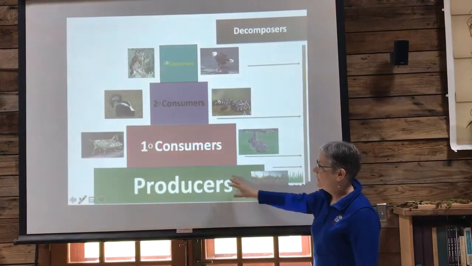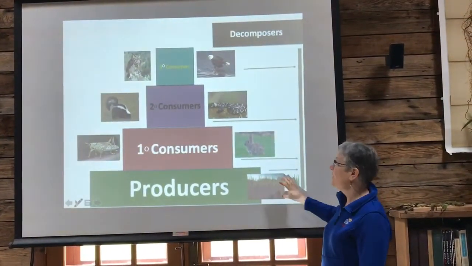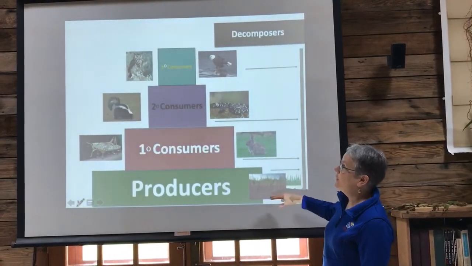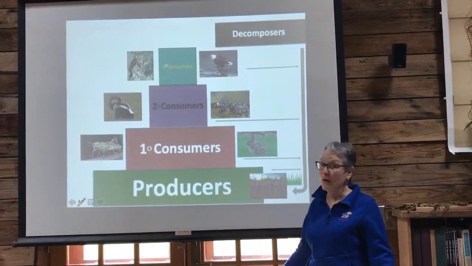Do you remember last time we talked about how organisms are related in ecosystems? We have the producers at the bottom of the trophic levels, and they produce energy for every other level in the ecosystem where they are.